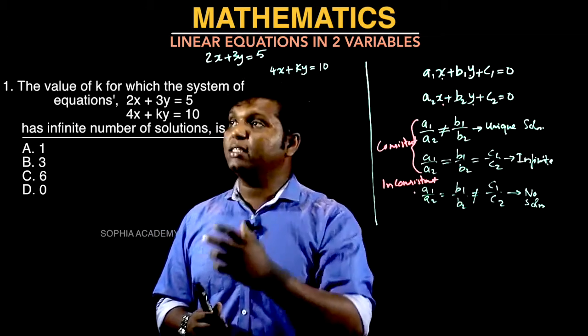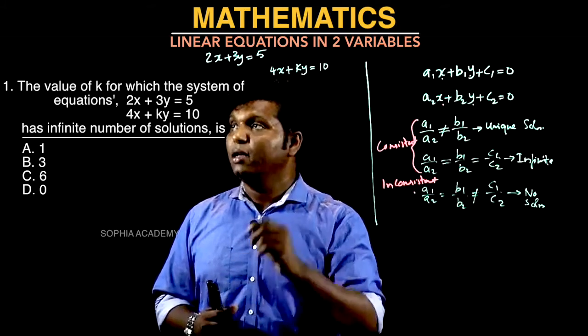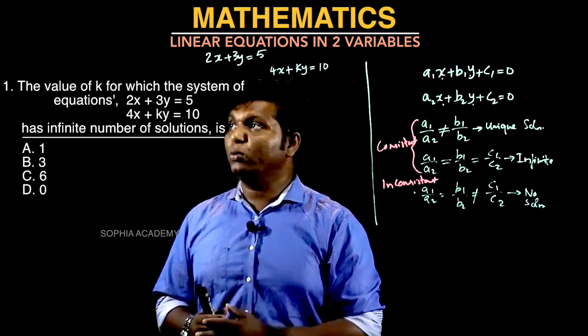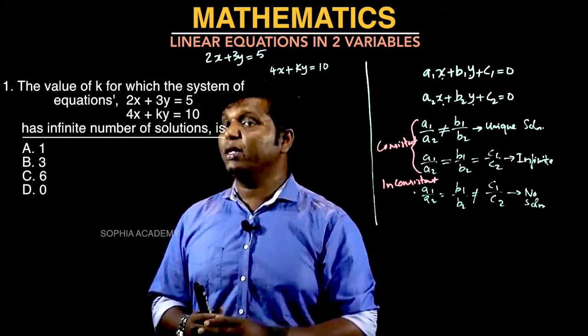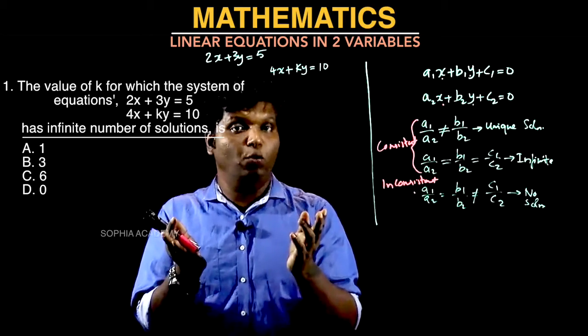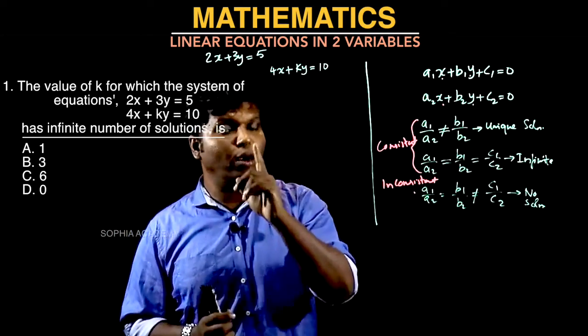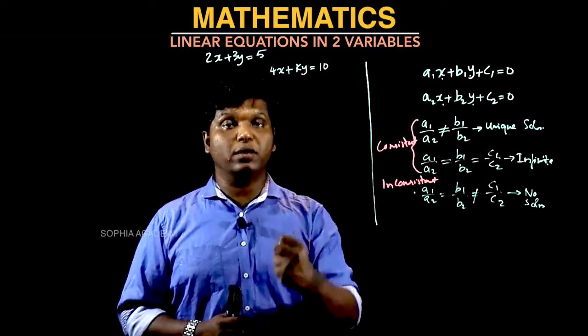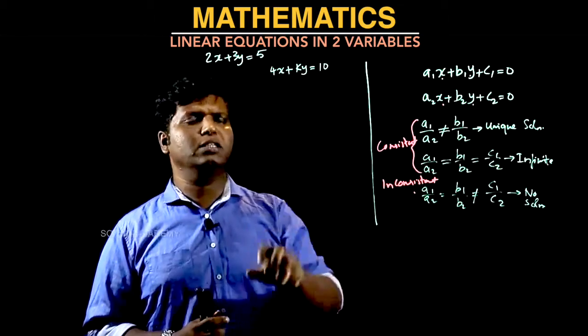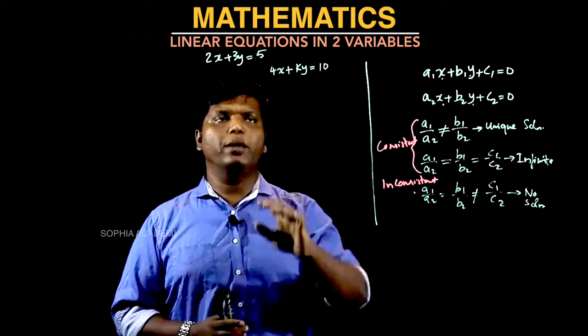Infinity solutions. Here you can see there are four options. Option number 1 is 1 itself, option number 2 is 3, option number 3 is 6, and option number 4 is 0. So among these four options, one is your answer. So we have to choose the right one. So let us focus on these two equations.